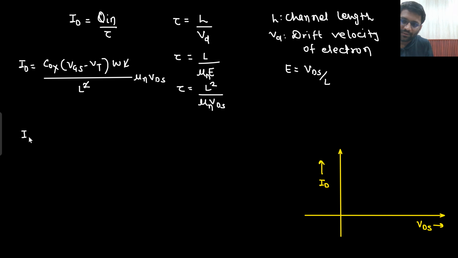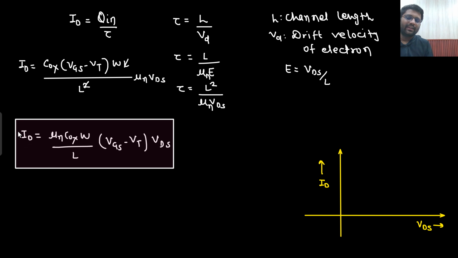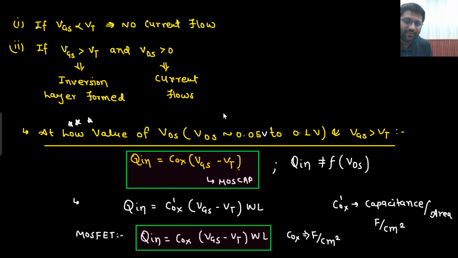What you are getting? ID equals mu n COX W by L, Vgs minus Vt, into Vds. There you go. So what is the relation between ID and Vds? If I draw the diagram of ID versus Vds, what will happen? For low value of Vds, it will be a linear relation between ID and Vds. But don't forget that Vds is low.